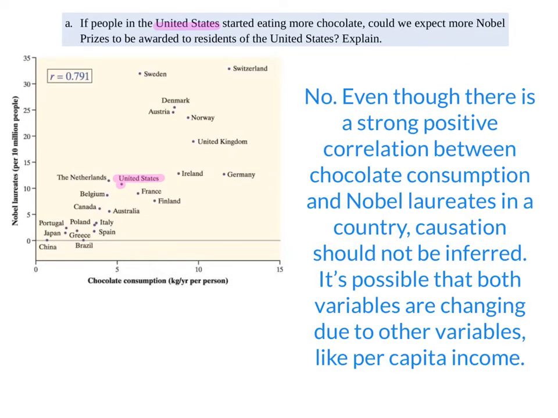So here's what we could say. The answer is no. We know that. Even though there's a strong positive correlation between chocolate consumption and Nobel laureates in a country, causation should not be inferred, right? That was our first caution. It's possible that both variables are changing, the chocolate consumption and Nobel laureates in a country. They're both changing due to other variables like per capita income or years of education.